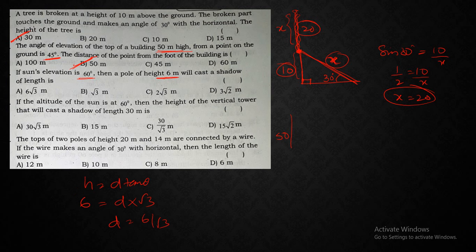So do you have that option? So we don't have. So it becomes, 6 can be written as 3 into 2 by root 3. So this 3 and root 3 get cancelled, root 3 times. So the answer is 2 root 3.